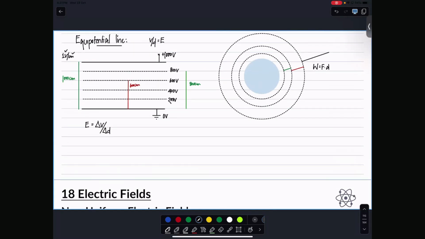Right, so I'll just add a small note on this. We are done with uniform field, so we'll now start the non-uniform field.